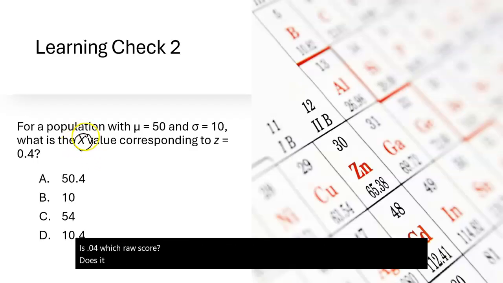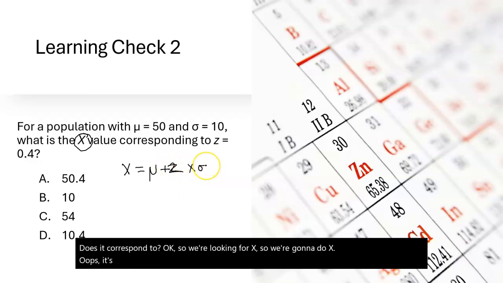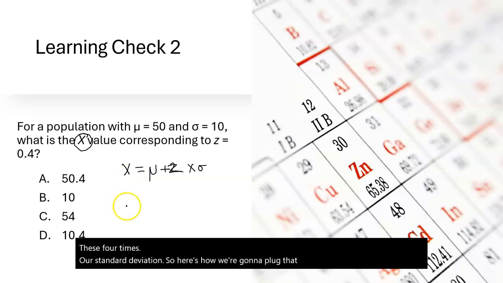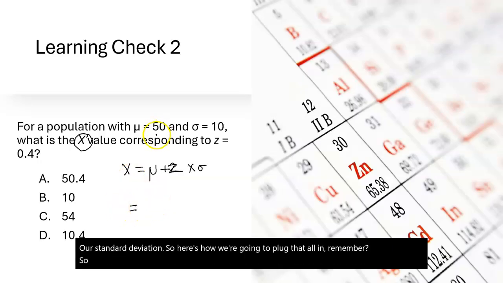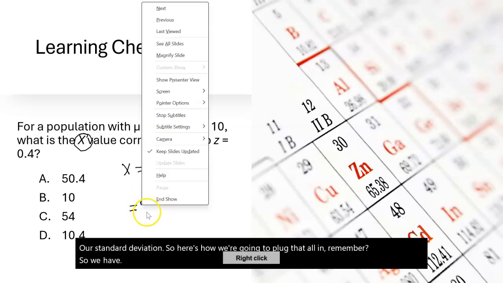Okay, so we're looking for x. So we're going to do x equals the population mean plus the z-score times our standard deviation. So here's how we're going to plug that all in. Remember, we have the population mean, that is 50.